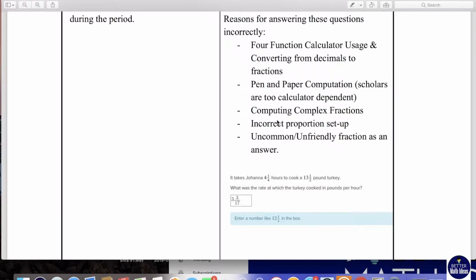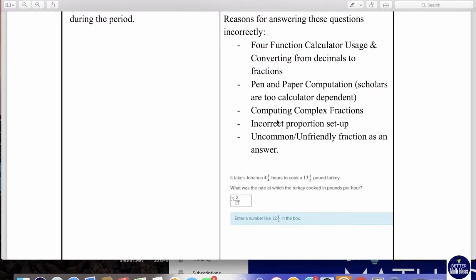Pen and paper computation had to become a focus for our students to be able to successfully navigate through solving these particular question types. But in any case, especially with mathematics, we need to encourage our students to apply more balance between calculator usage and their own abilities to compute without the sole use of a calculator.